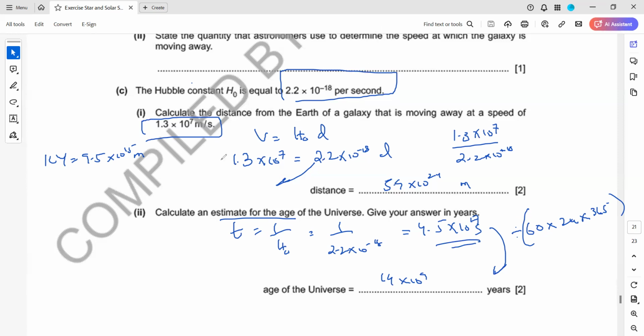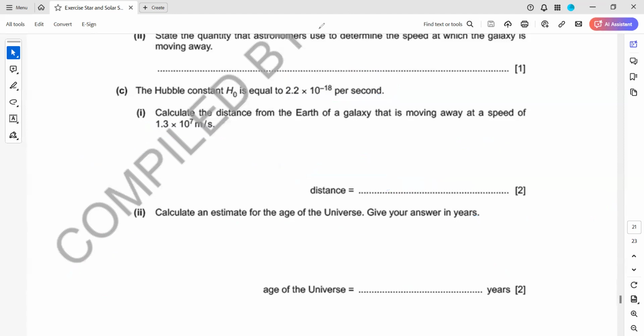Is it clear? So seconds to minutes, we divide by 60. Minutes into hours, we divide by 24. And hours into years, we divide by 365. Is it clear, this one? Yes, sir. Okay.